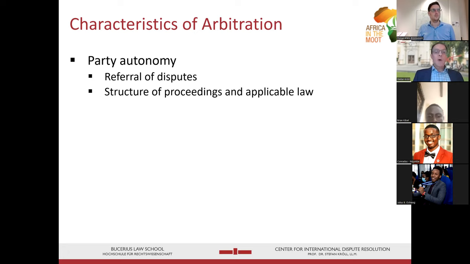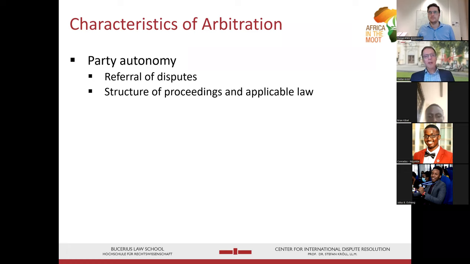But party autonomy also governs the structure of the proceedings. And that is one of the reasons why you have so few rules on procedure, because it's all about party autonomy. And where the parties have not exercised their autonomy, usually they have given the power to the arbitral tribunal to adapt the procedure to the actual dispute. And that is one of the strengths of arbitration. And sometimes I ask myself, why are the parties not making use of that much more?